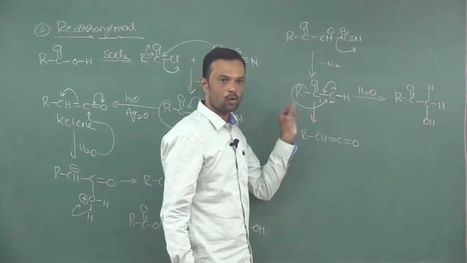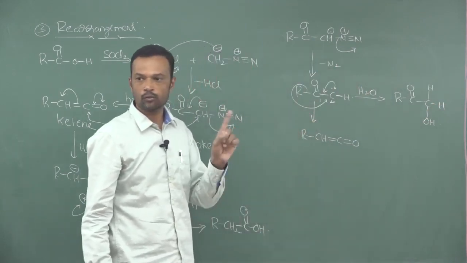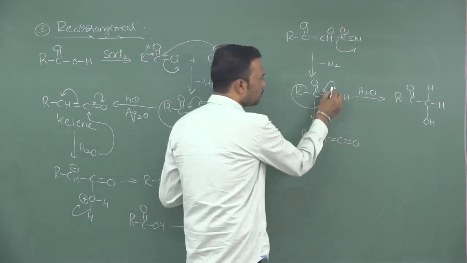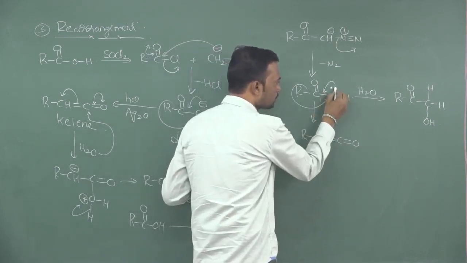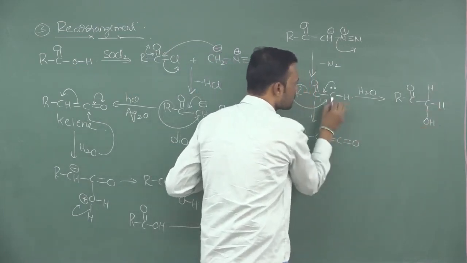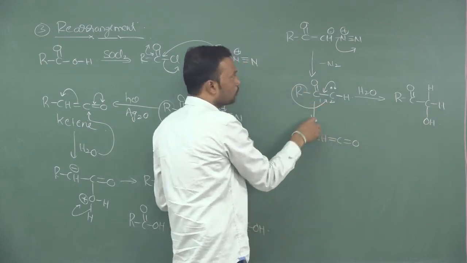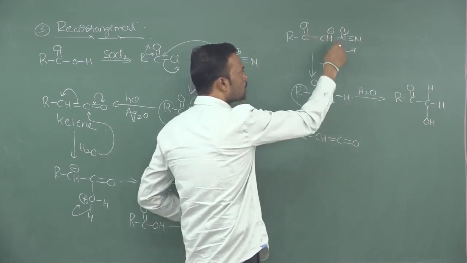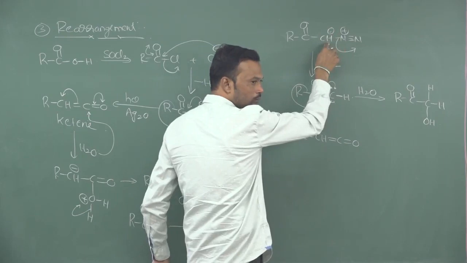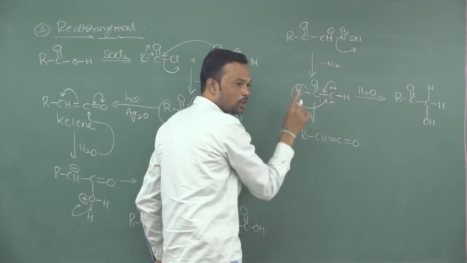Right or not? How is water going to split? H and OH. H is added on this radical, OH is added on this radical, and finally forms H and OH, and this is CH, right? So when a rearrangement is observed in the case of diazoketone, definitely there is a formation of an intermediate.